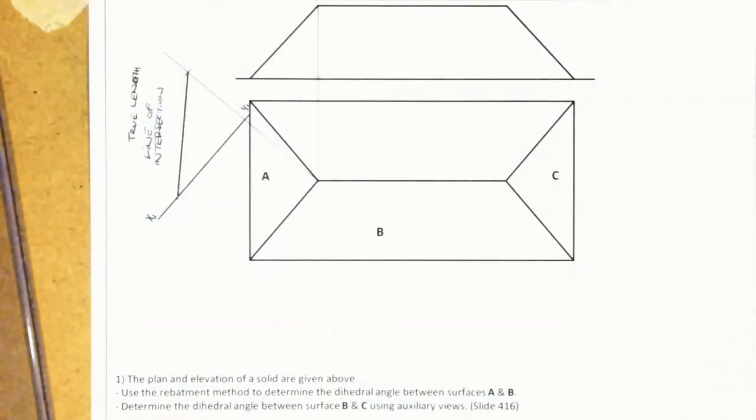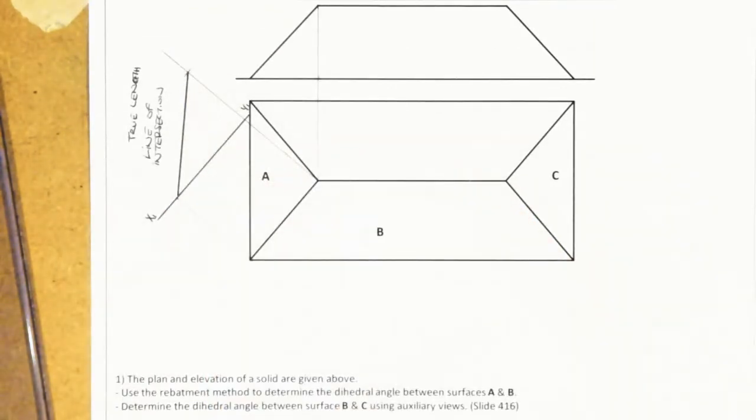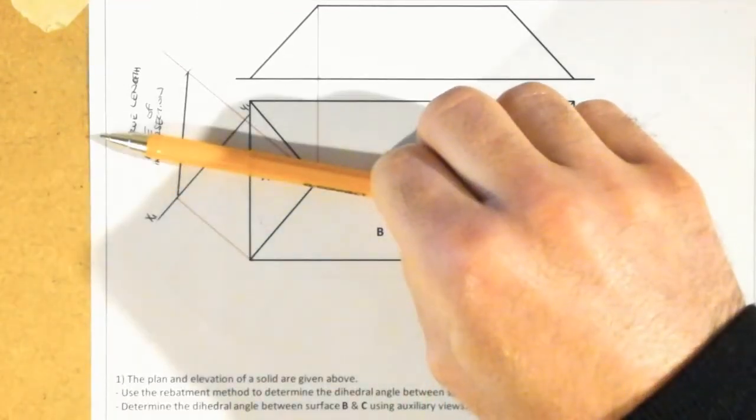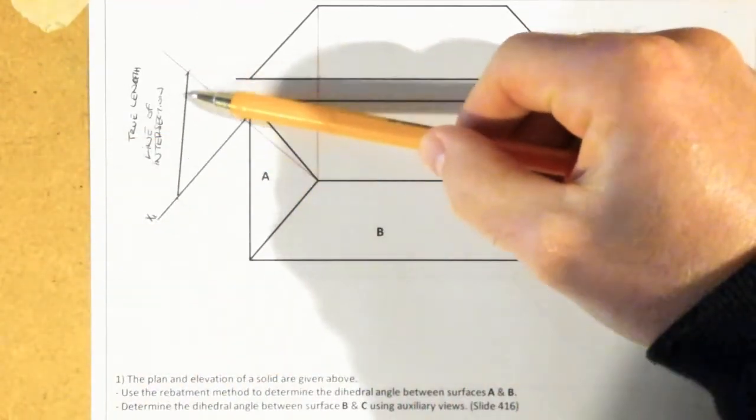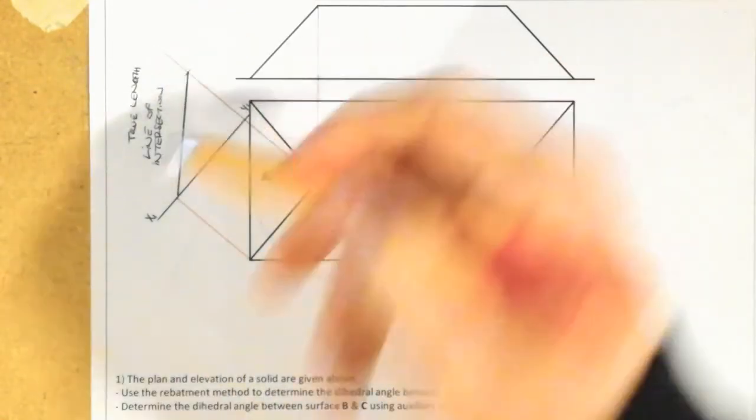True length line of intersection. That line right there, from there to there, that is the true length of it. Now, when I was explaining in the SolidWorks model, what I said at this point was we needed to make a cutting plane that was perpendicular to the line of intersection. Now that we have the line of intersection as a true length, we can pick anywhere along this to create a cutting plane.